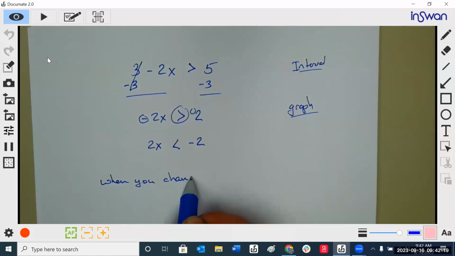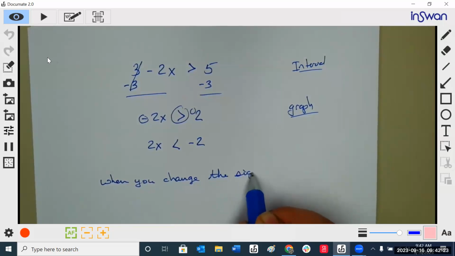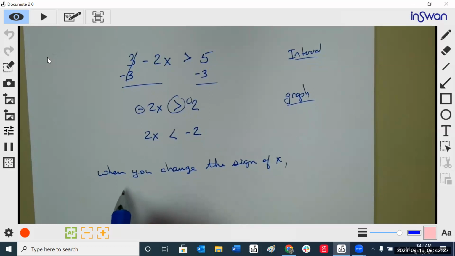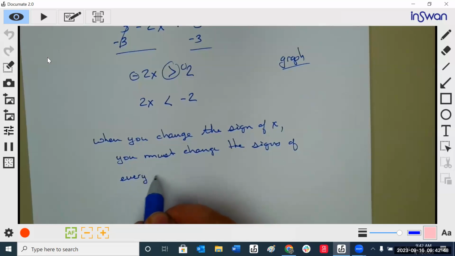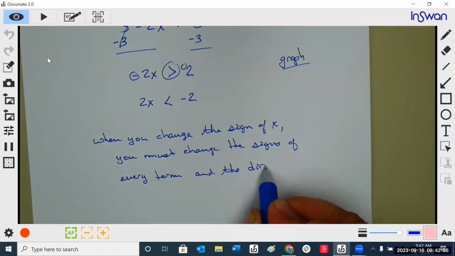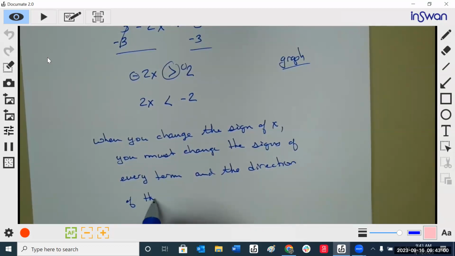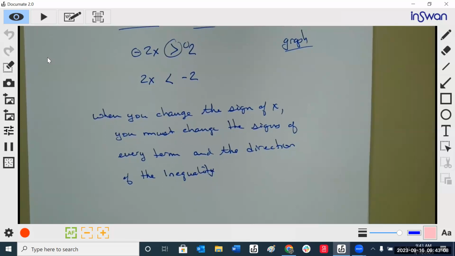When you change the sign of X, you must change the signs of every term in the equation and the direction of the inequality.